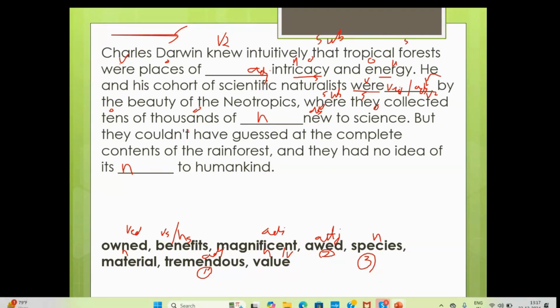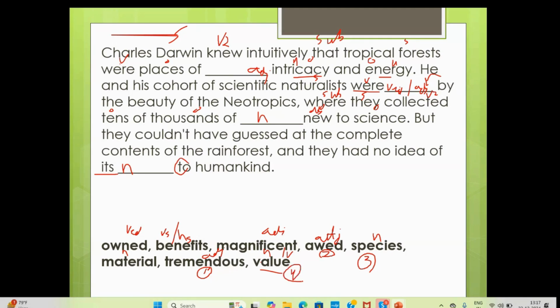But they couldn't have guessed at the complete contents of the rainforest. They had no idea of its dash to humankind. Its benefits to humankind or its value to humankind. Its value to humankind is making more sense. No, its benefits is not making sense. With its, value is making more sense. Benefits to. It has benefits for. It has so many benefits. Value to. It is adding value to something. So you have to see this also and this also. So value is making more sense.